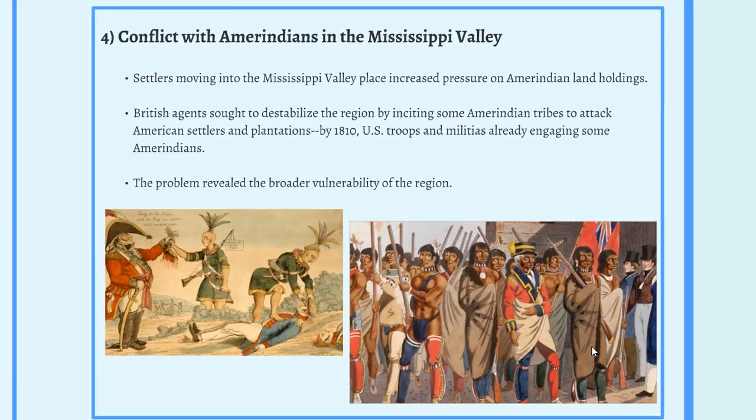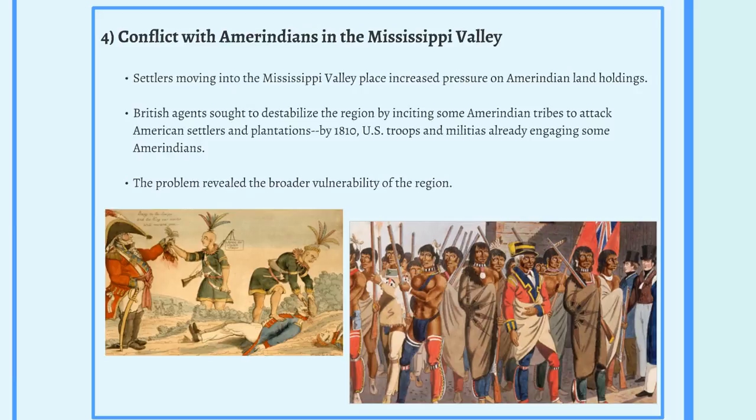Finally, the last pressure point that ultimately is going to push the United States to declare war on Great Britain was that by the 1810s, we see increasing conflicts between American settlers and Amerindians that live in the Mississippi Valley. This region, Louisiana, Mississippi, Alabama, parts of Tennessee, this is the region that was gradually being settled, and its settlement was being accelerated thanks to the Louisiana Purchase. We have a couple hundred thousand Amerindians in this region, and as you can imagine, they are terrified about the prospects of waves of settlers moving in and acquiring their land.